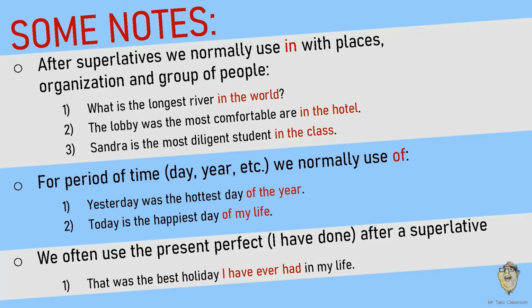For a period of time, day, year, etc., we normally use of. Yesterday was the hottest day of the year. Today is the happiest day of my life. We often use the present perfect, I have done, after a superlative. That was the best holiday I've ever had in my life.